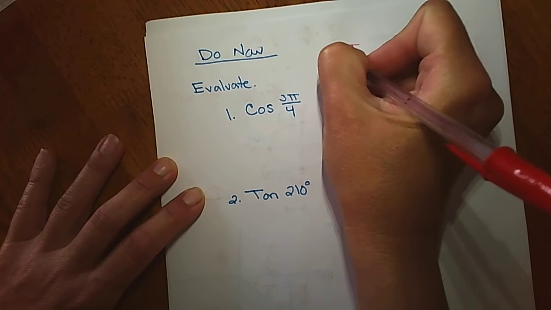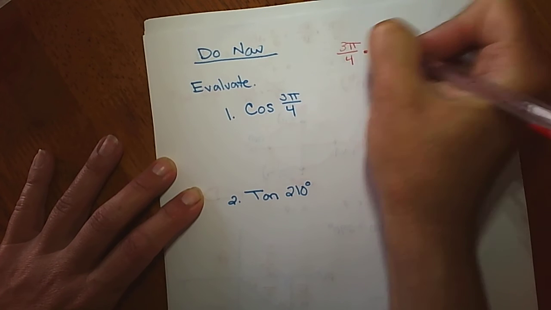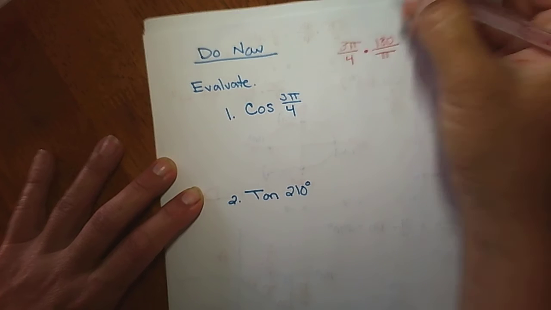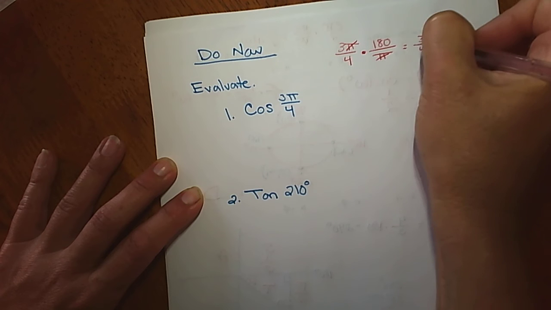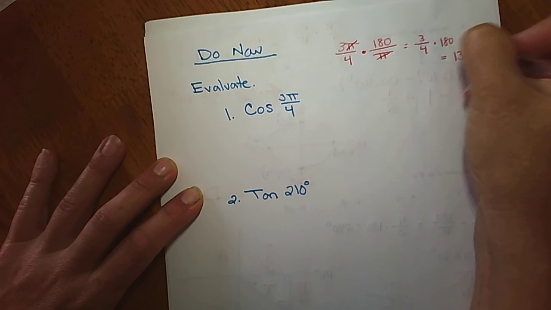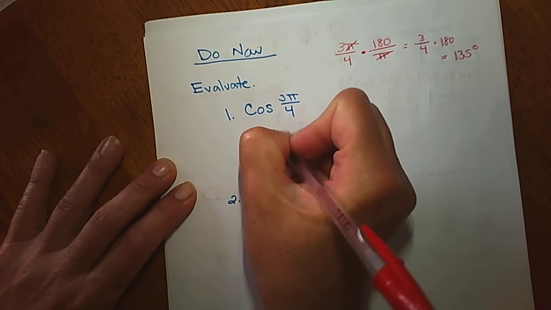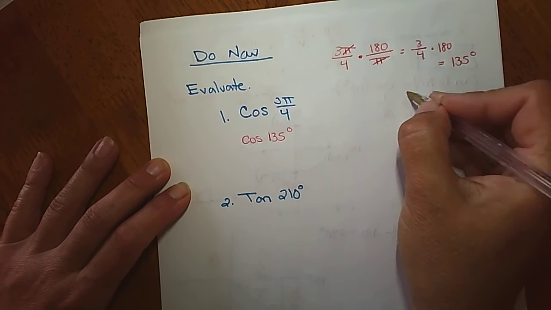First off, you say to yourself you have to convert 3 pi over 4 into degrees. So I'm going to multiply by 180 over pi. These will cancel. So I get 3 over 4 times 180, and that's going to make 135 degrees. Okay, so this question really wants me to do cosine 135. So let's graph it.